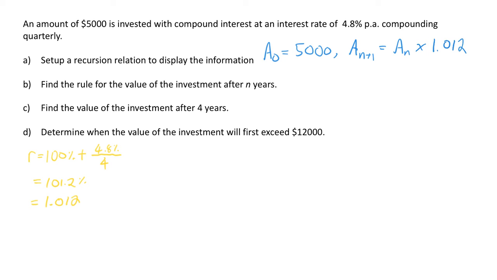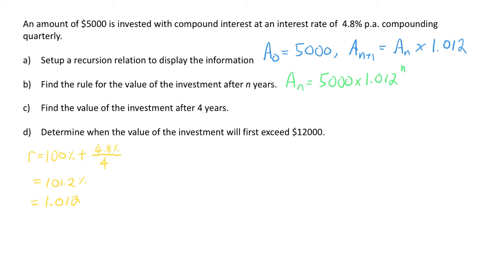Now I can also use that same information to write a rule. And the rule for part B is going to be An is equal to my starting amount, so 5,000, times 1.012. And because I'm using an A0 value, a value that comes before the first term in the sequence, it is going to be to the power of n. So the rule for this example is An is equal to 5,000 times 1.012 to the power of n.